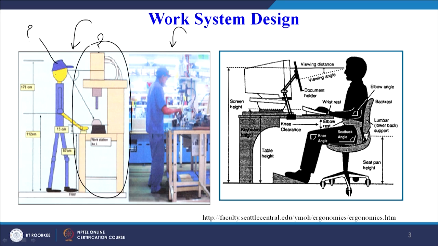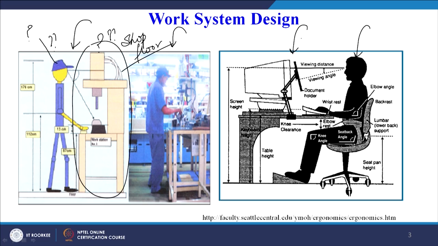So, there will be some parameters which will affect the machine. There will be some parameters which will affect the person. Similarly, in this case also, this is an example of a shop floor where a person is performing maybe an assembly operation. So, here we can see a person who is performing. This is another work system in which the person is doing a work on the computer.